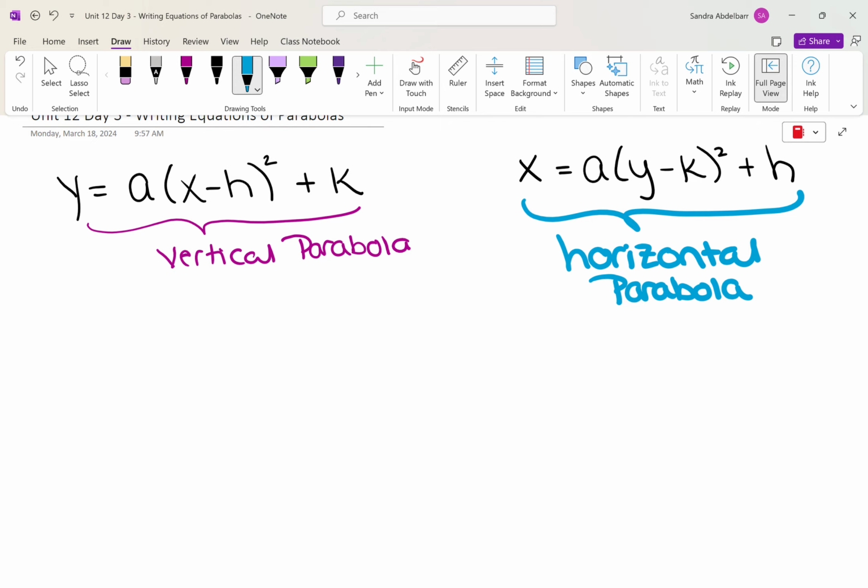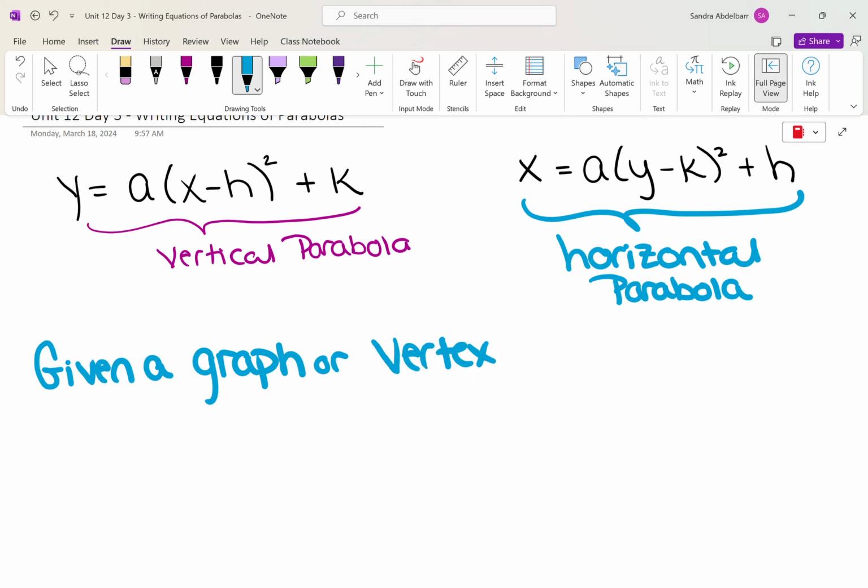So now what we're going to do in our day 3 lesson is, given all different information of a parabola, we're going to come up with the equation that represents that parabola. So we're going to start off easy. If I give you a graph or if I give you a vertex and a point, what should we do with that? So the first part is going to be given a graph or vertex and point.